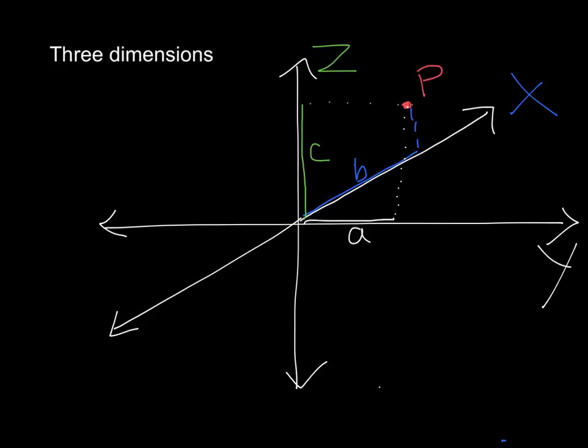So if we have to go along B units in the x direction, A units in the y direction, and C units in the z direction, then the coordinate of the point P would simply be the x coordinate first, which is B, the y coordinate A, and the z coordinate C. So the coordinate of point P will be (B, A, C).